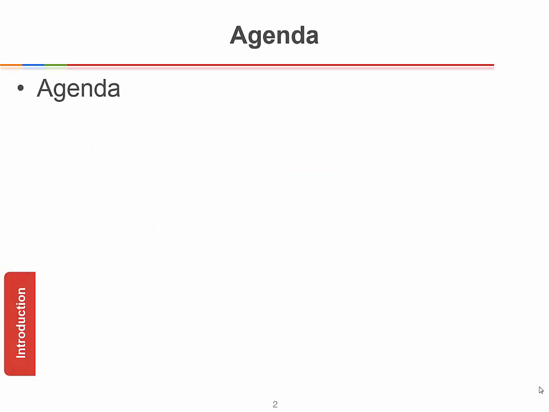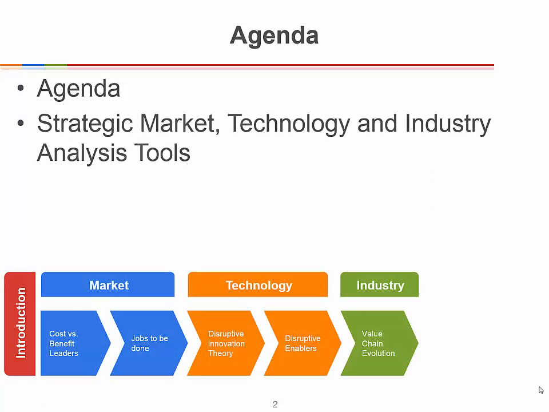So the first thing I want to talk about is strategic market, technology, and industry analysis tools. Specifically, we're going to go over cost versus benefit leaders. We'll talk about jobs to be done. As far as technology analysis, we'll go through disruptive innovation theory, and we'll also talk about disruptive enablers. And the last thing is industry analysis, which value chain evolution theory is a fantastic tool for.